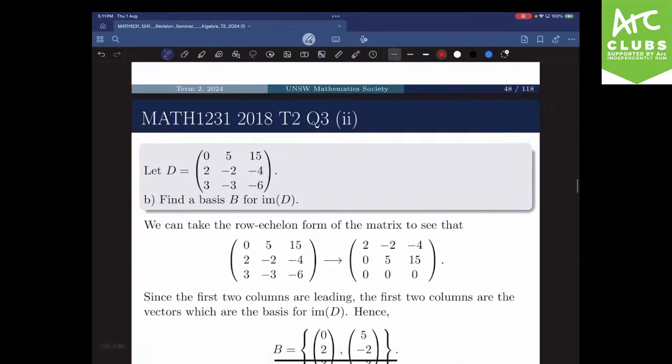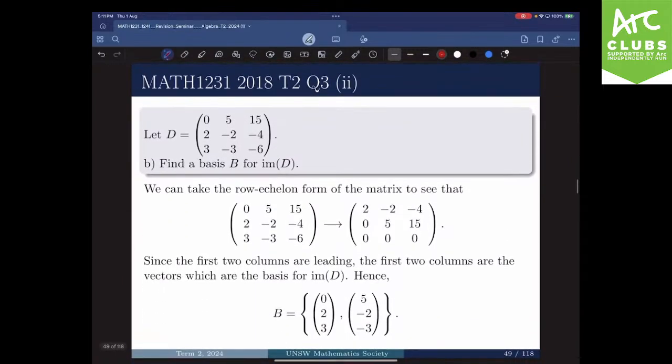And so if we're trying to find a basis for the image, we can just take the row echelon form and see what matrix we get. We can see that these two columns are leading columns. This one isn't a leading column. So we just take the vectors in these first two columns to be our basis. This first column and the second column form a basis for the image of D, and you can see the basis here. And yeah, if you've done your lab test too, you kind of know how to do this.